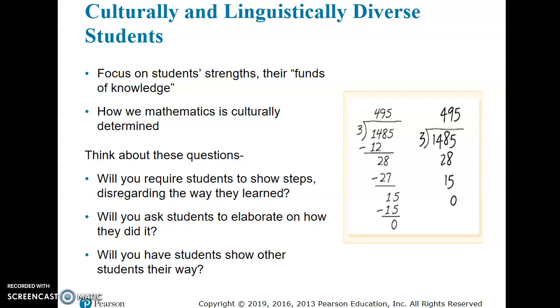The example in the PowerPoint. On the left, the students learned division in the United States, where you write down everything, you show all your work. On the right is done in another country. The thinking process is the same in division, but the multiplication and related subtraction are done mentally, and in the United States, you show that part.